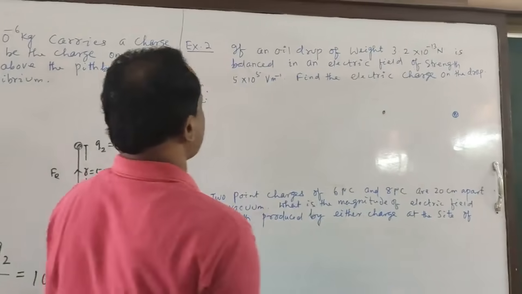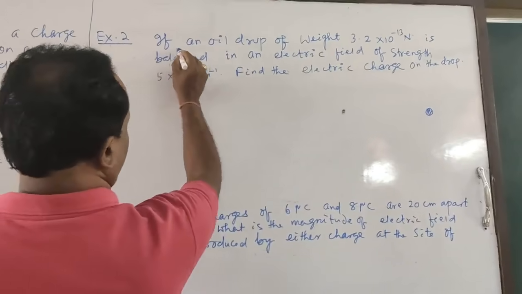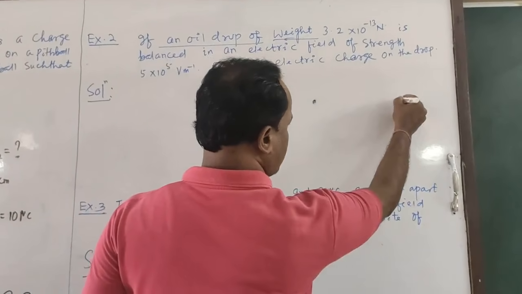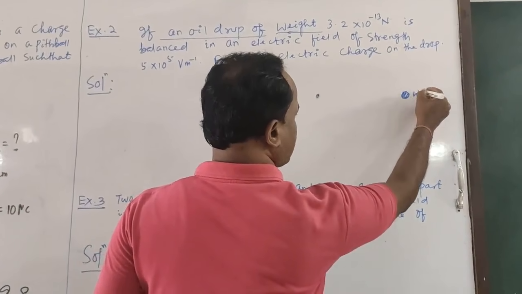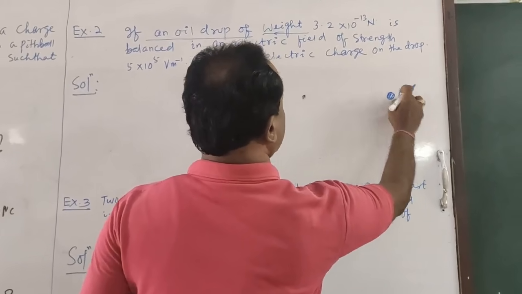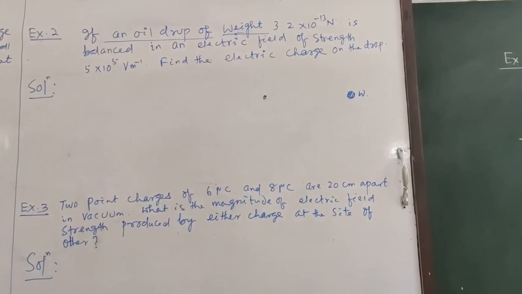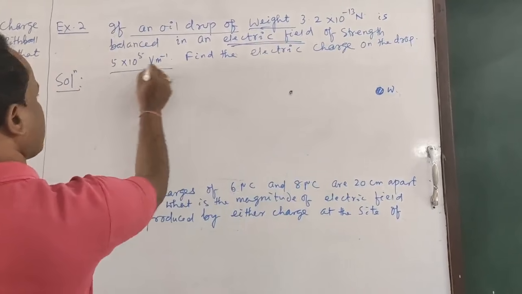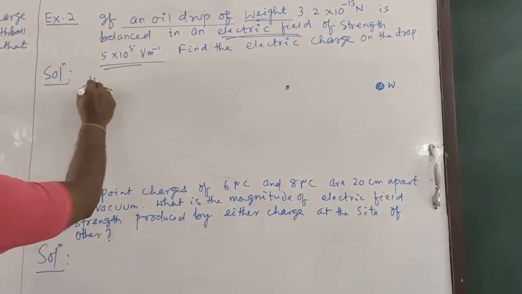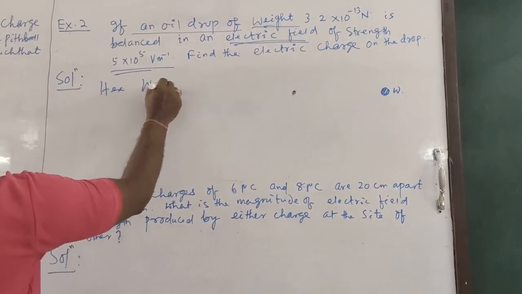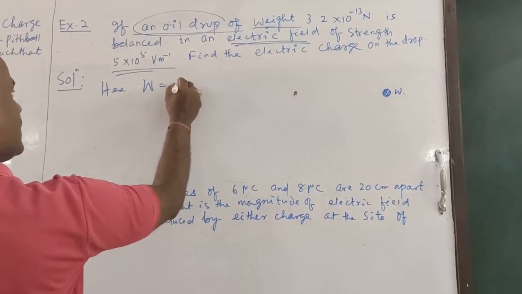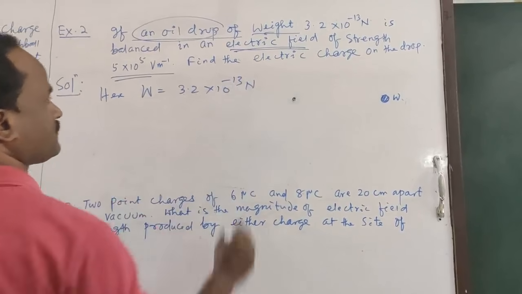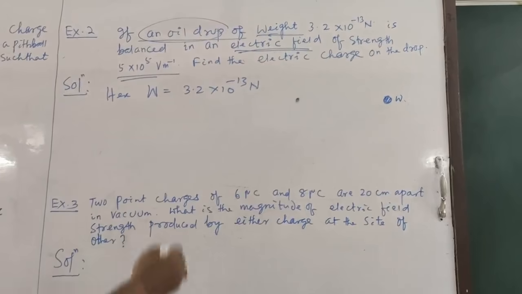Another problem. Suppose an oil drop, whose weight is given as 3.2 × 10⁻³ Newton, is balanced in an electric field of strength E. So here the weight of the oil drop is 3.2 × 10⁻³ Newton, and it is balanced.